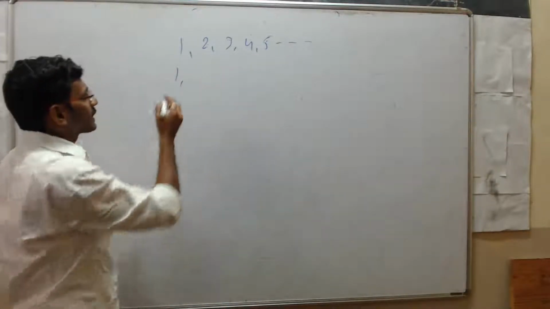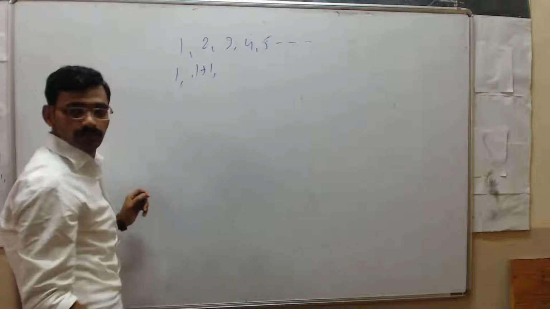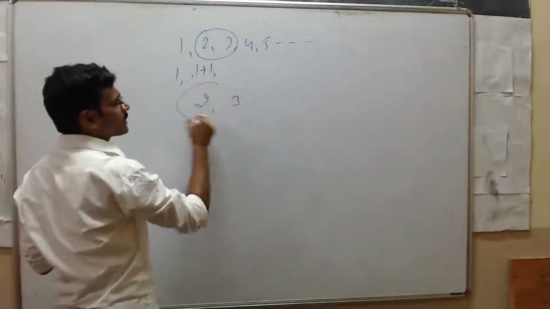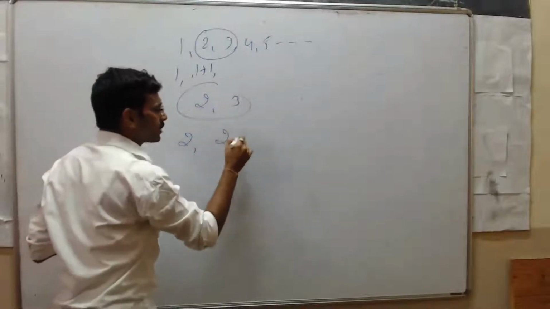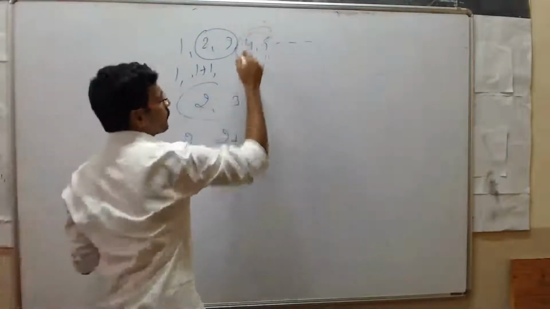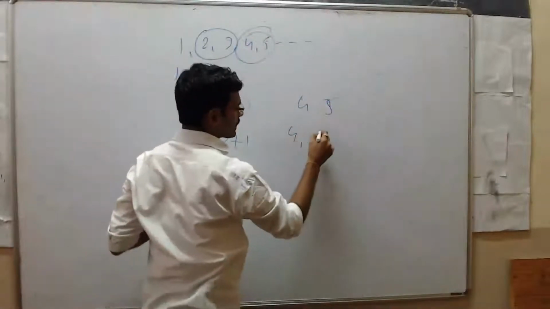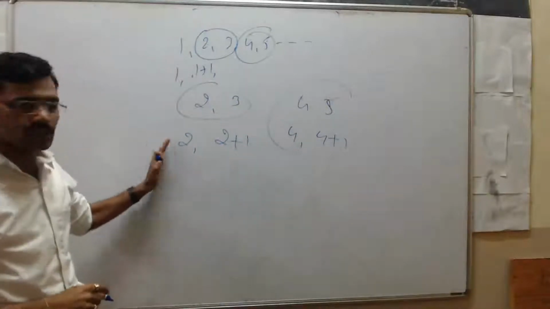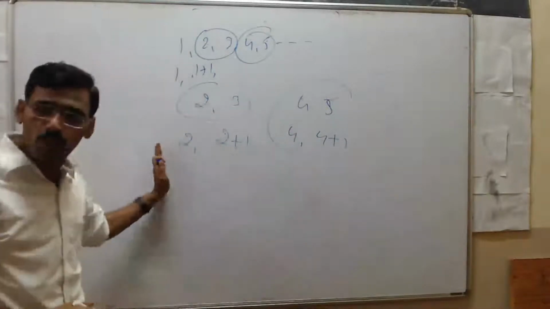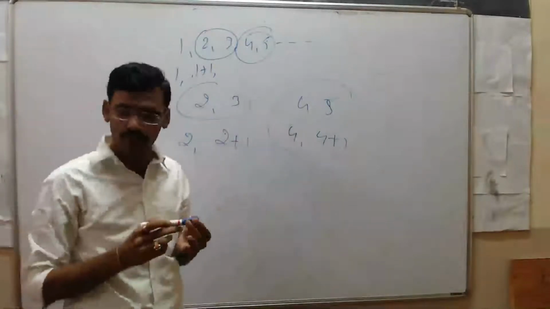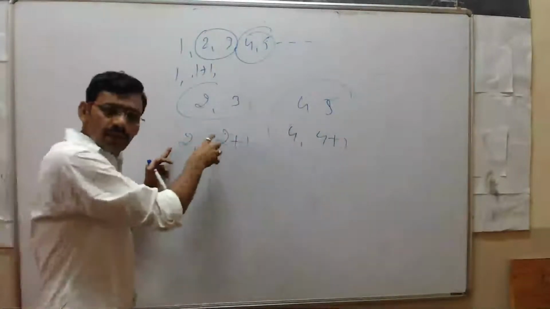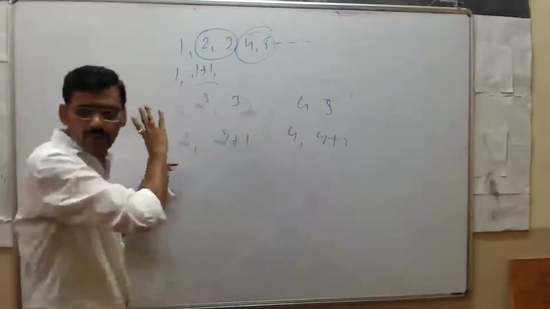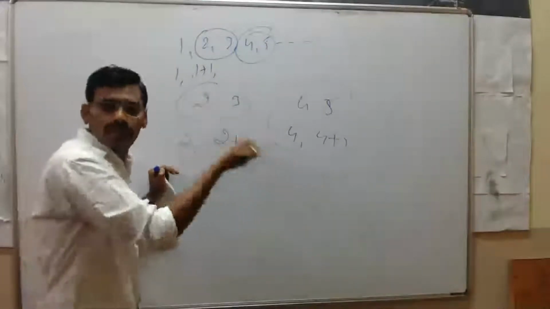It means the first number is 1 and the second number is 1 plus 1. If you consider 2, 3 as consecutive numbers, then 2 as it is and the second term is 2 plus 1. If you consider 4, 5, the first one is 4 and the second one is 4 plus 1. It means for two consecutive numbers, the next number is 1 more than the previous number.